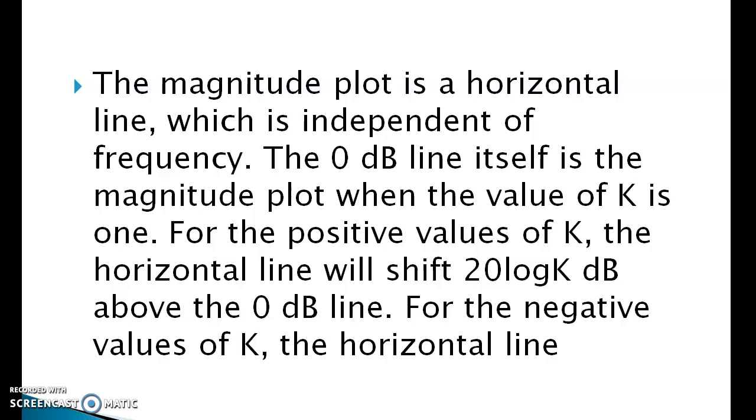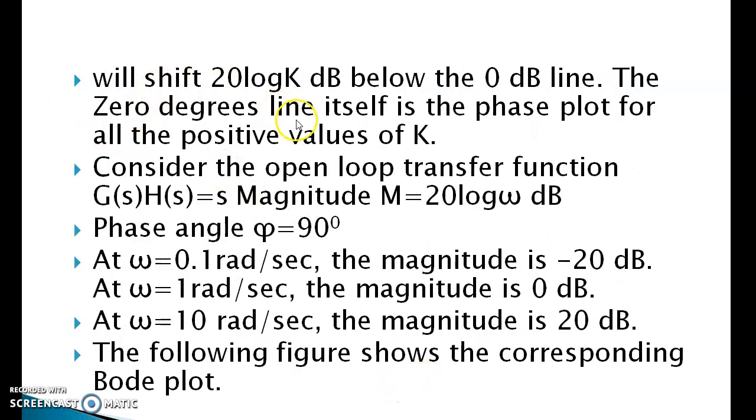Okay, welcome to everybody. The magnitude plot is a horizontal line which is independent of frequency. The 0 decibel line itself is the magnitude plot when the value of k is 1. For the positive values of k, the horizontal line will shift 20 log k dB above the 0 decibel line. For the negative values of k, the horizontal line will shift 20 log k dB below the 0 dB line. The 0 degree line itself is the phase plot for all positive values of k.